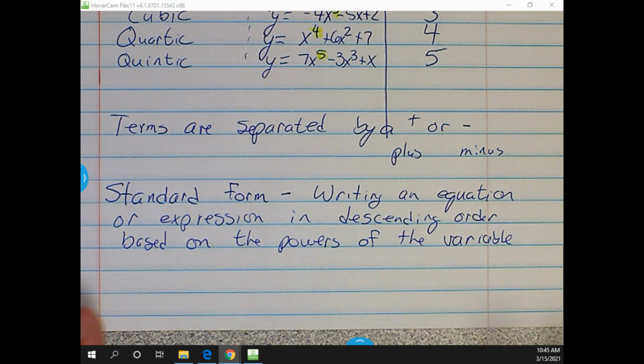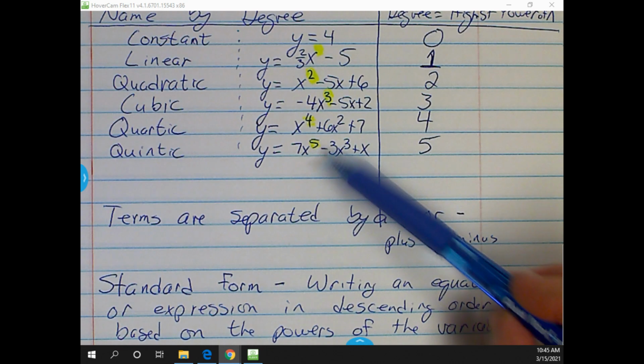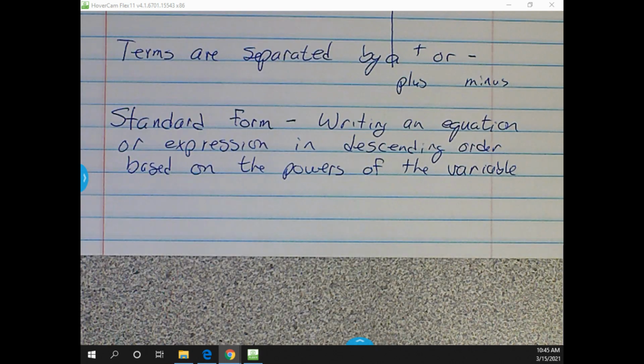Okay, so standard form is you start with your highest power, and again, most of the time that's going to be x, but you start with your highest power of x, and then you keep working down in descending order. And usually if you do that, it's kind of like the examples we had back up here, your degree is always based on your first term. So your first term is always first. That tells you what the degree of that equation or expression is going to be.